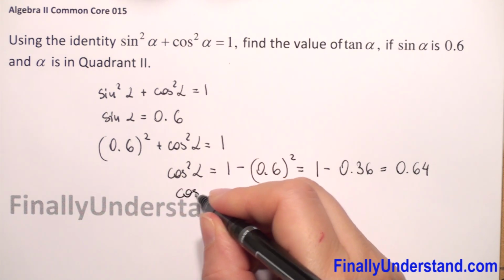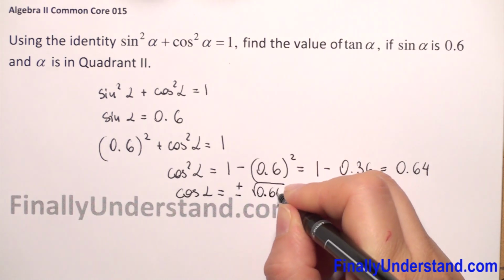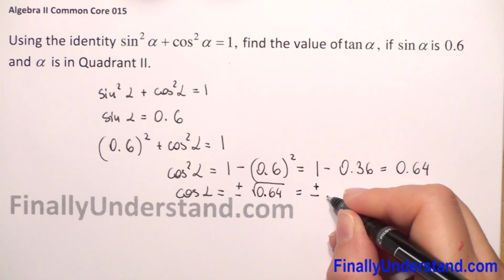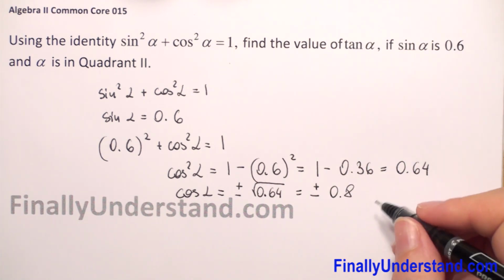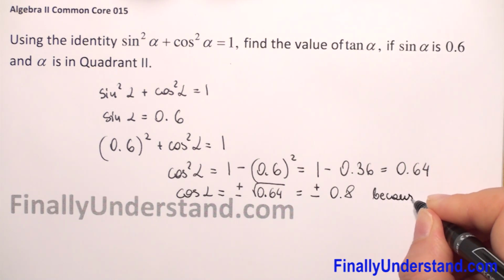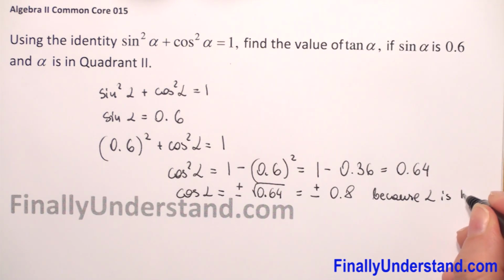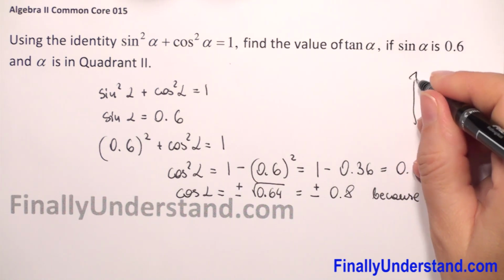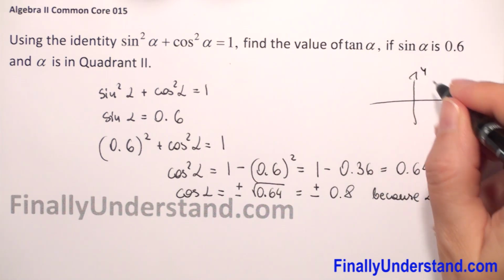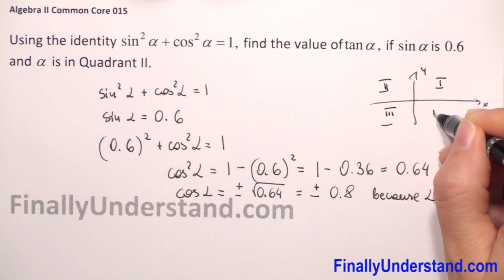So cosine alpha will be plus or minus the square root of 0.64. So this is equal to plus or minus 0.8. And now, because alpha is in the second quadrant, and we know that in the xy plane, this is the first quadrant, second, third, and fourth.